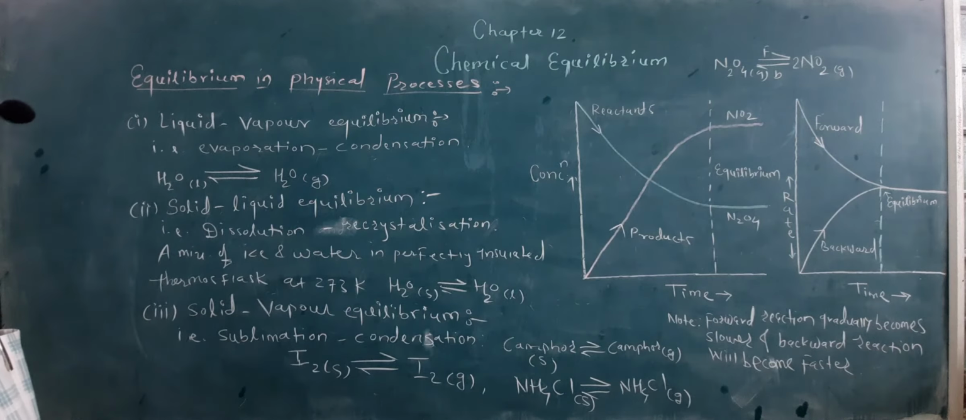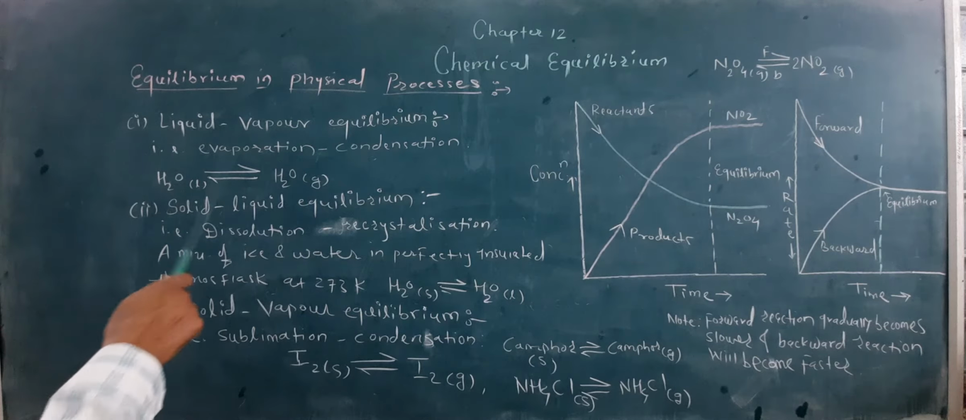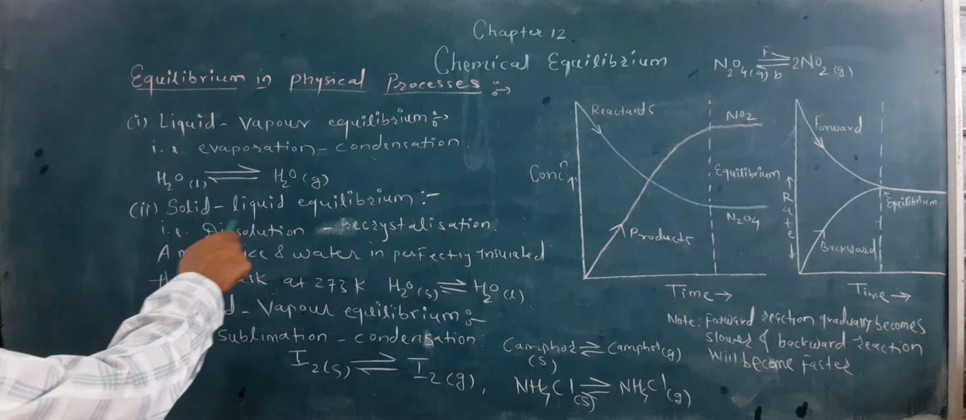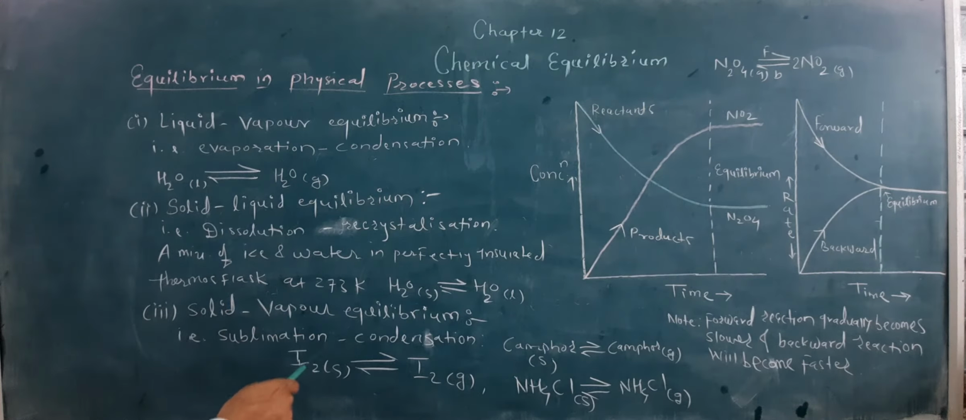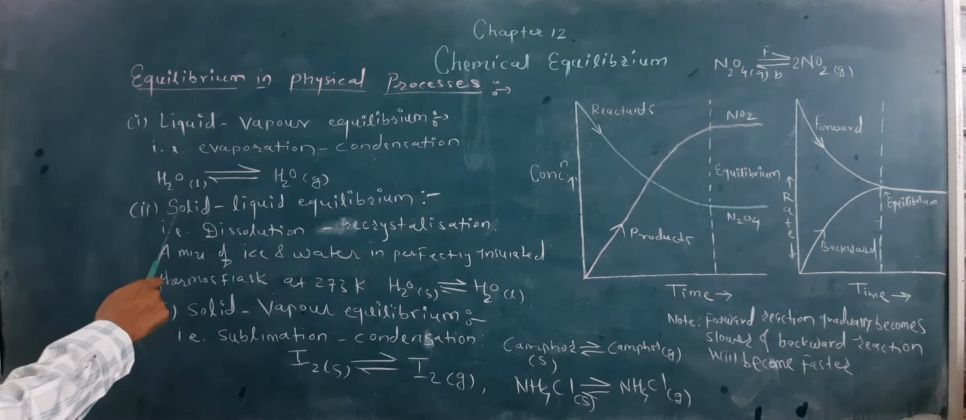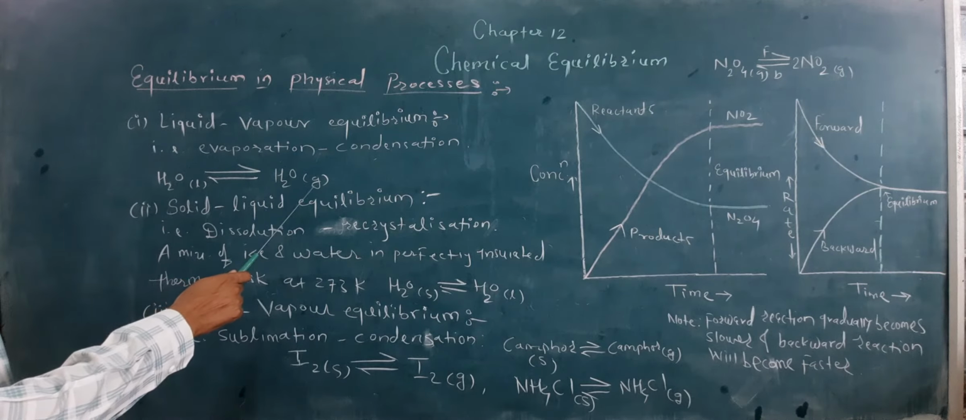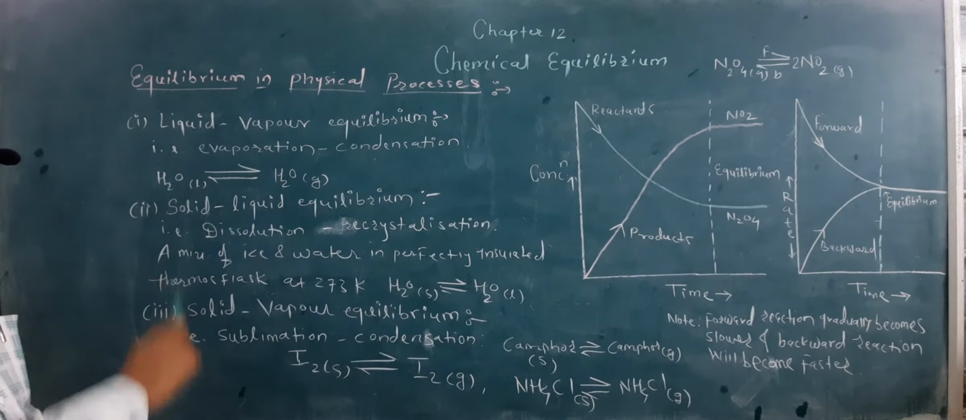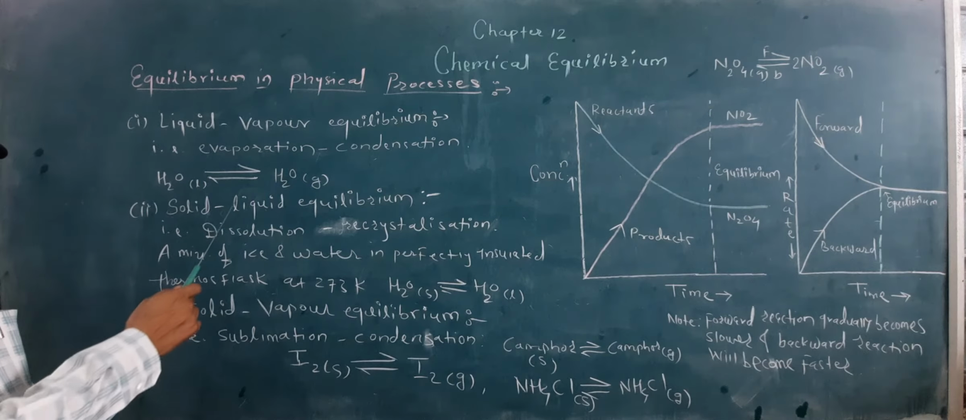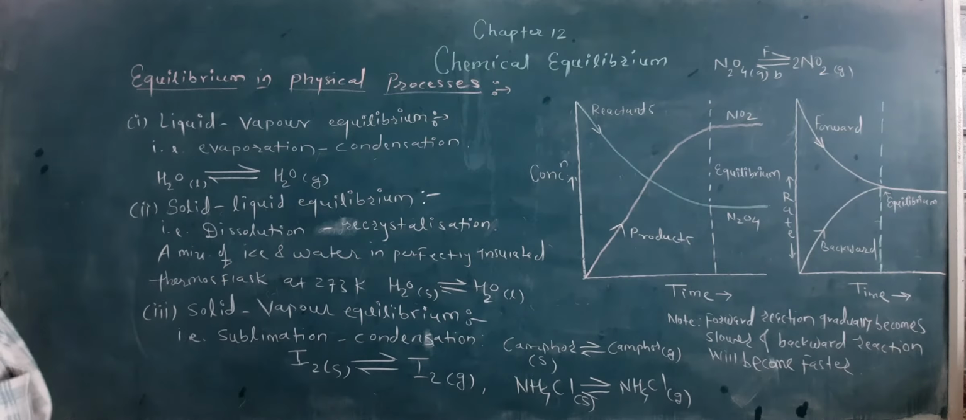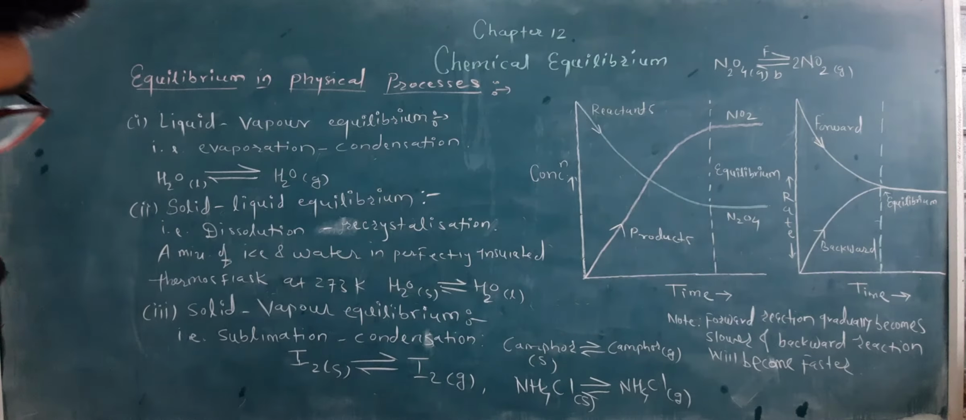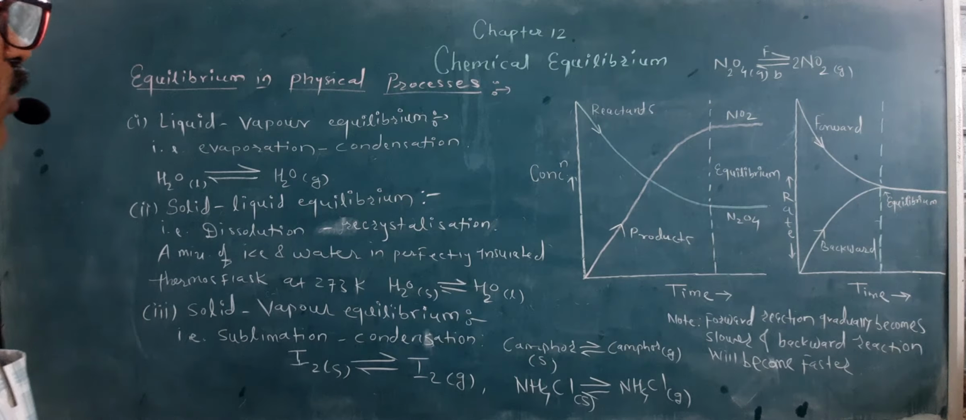In this way, these are the three important physical equilibria. The first is liquid vapor equilibrium. These reactions are very important, and again we have to learn details regarding this in thermodynamics. One should know that liquid vapor equilibrium is H2O liquid converting into H2O gas and vice versa, that is the reversible reaction, also called evaporation condensation. We studied it in detail while studying vapor pressure, so please watch that video for better understanding.